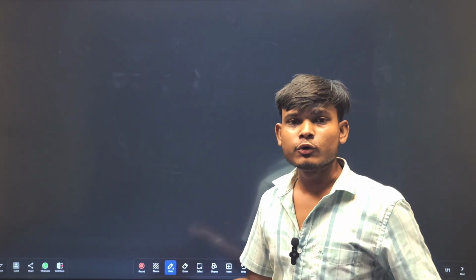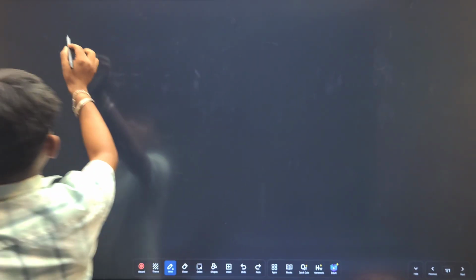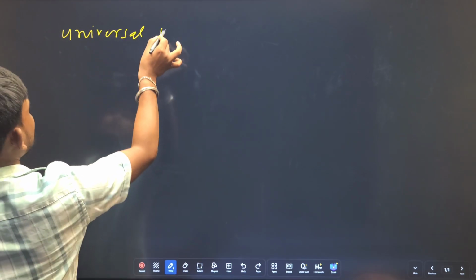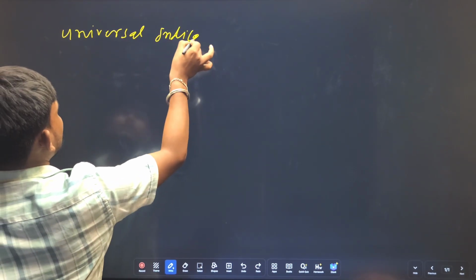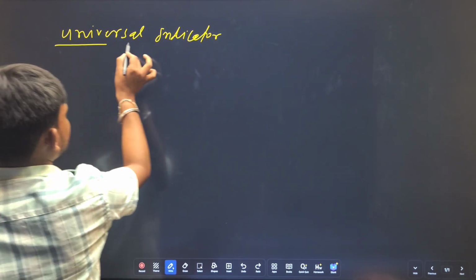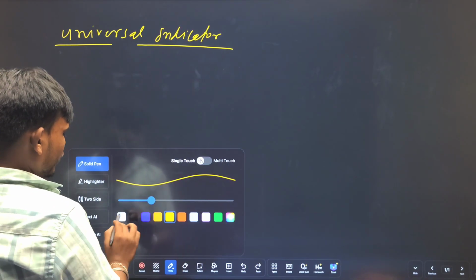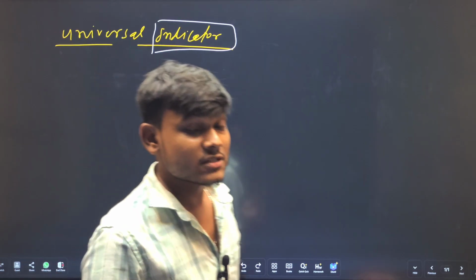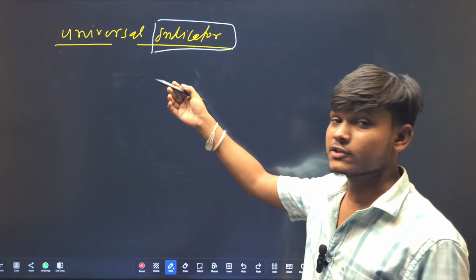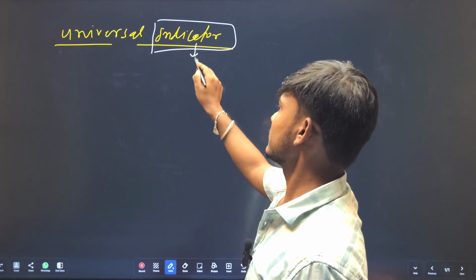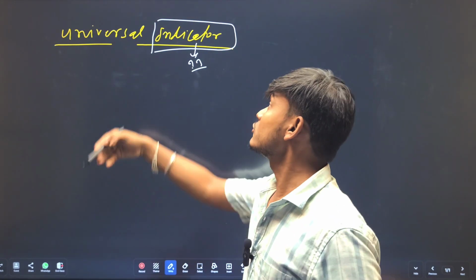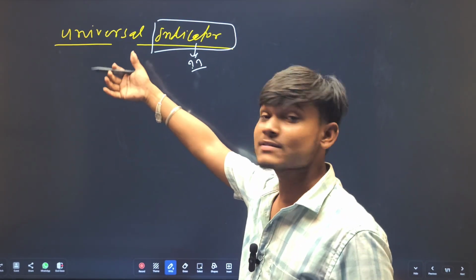As you know, in today's lecture we have the topic universal indicator. You already know the term indicator; I have discussed indicator in very detail. But I have a new term, that is universal indicator. What is this universal indicator?